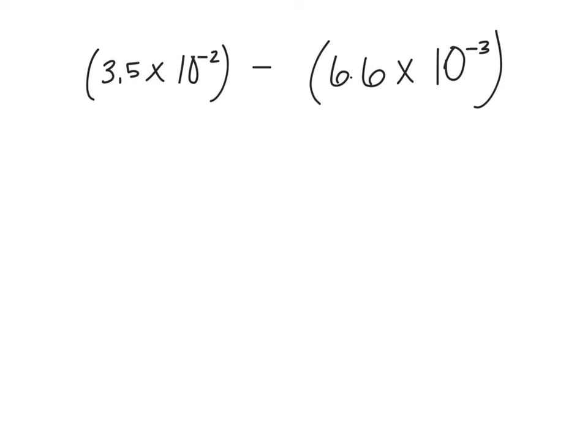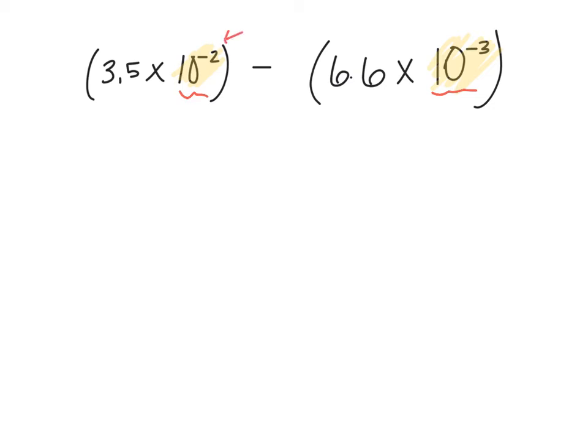All right, let's try another one that has some negative exponents. This time I have 3.5 times 10 to the negative 2 minus 6.6 times 10 to the negative 3. First thing I notice is these do not have the same exponent. I need them to have the same exponent. So I like to think about which one's actually bigger. Well, 10 to the negative 2 is bigger than 10 to the negative 3, right?